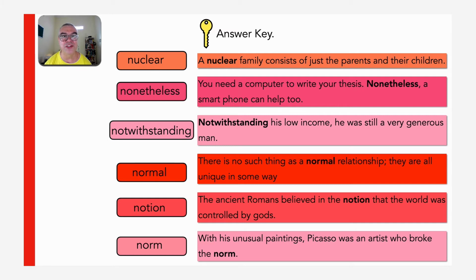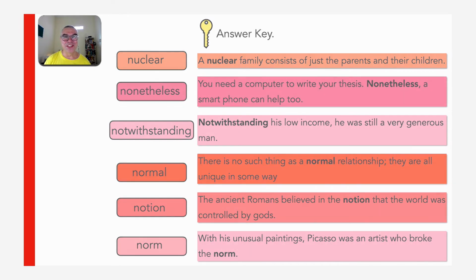Normal. There is no such thing as a normal relationship. They are all unique in some way. That's really an opinion. Maybe you agree or disagree with that. Notion. The ancient Romans believed in the notion that the world was controlled by gods. Norm. With his unusual paintings, Picasso was an artist who broke the norm. So notice we have that as a noun. Norm is a noun, and then normal is the adjective. Okay, everybody, keep going. You're doing really well.